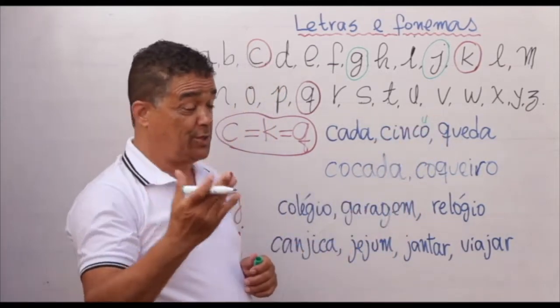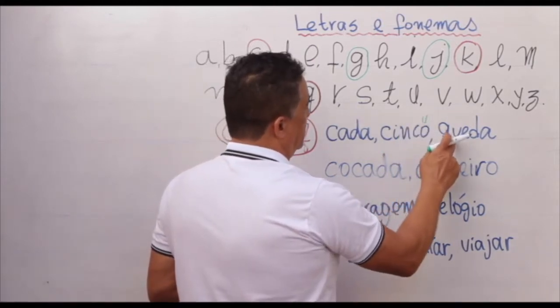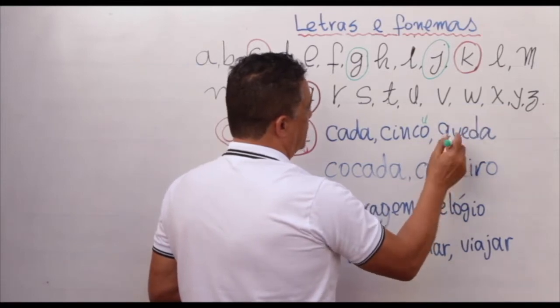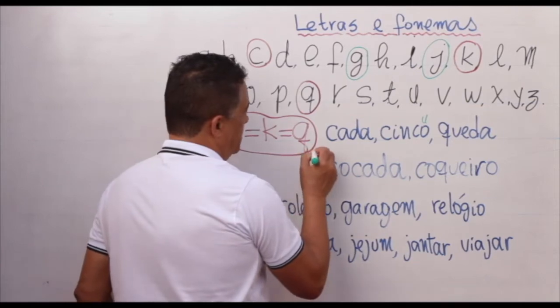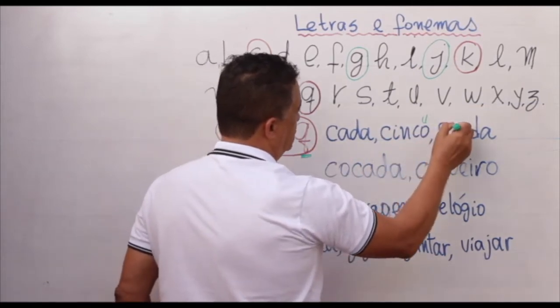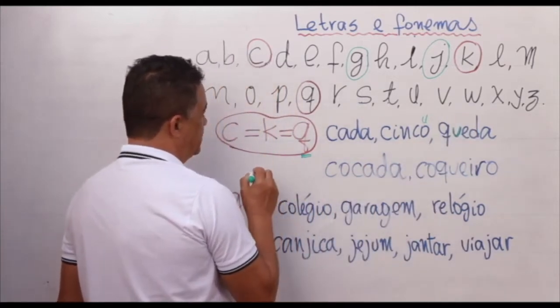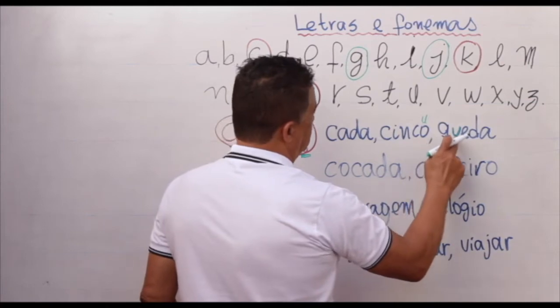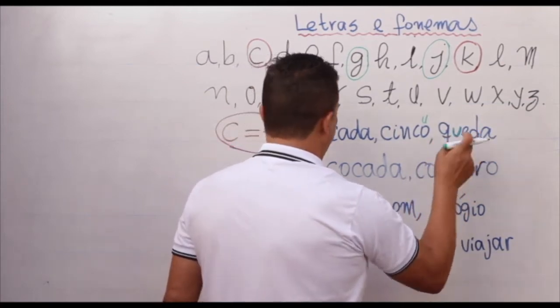As you already know, we changed the O into a U. Que, queda, that means fall. Queda. But for you to use the letter Q, you have to put the vowel U together. So there is no word in Portuguese with only the letter Q. You have to use the letter U. So queda means fall.